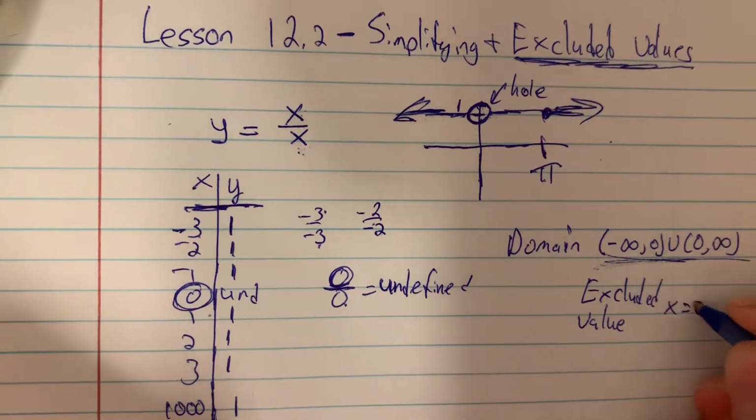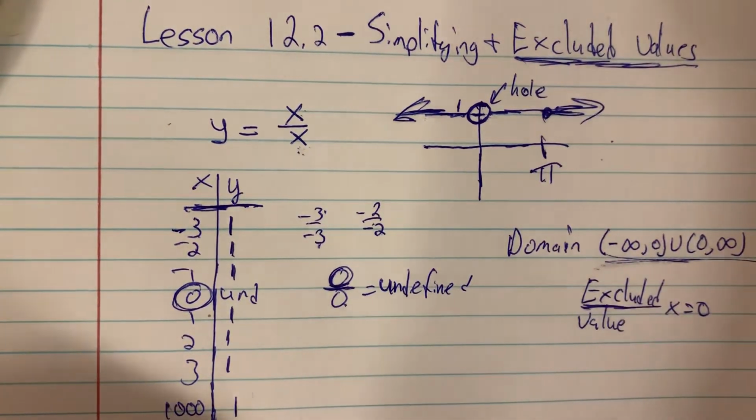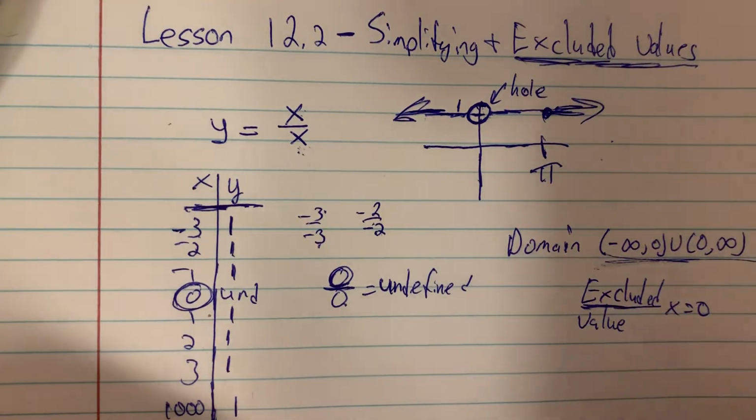It is x equals 0. It's not a value in the domain. Excluded means left out of. And so 0 is the number that is left out of the domain.